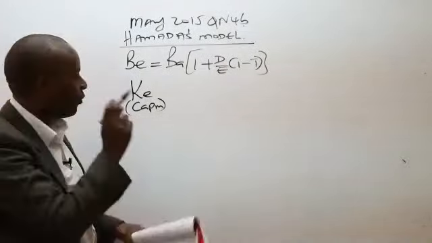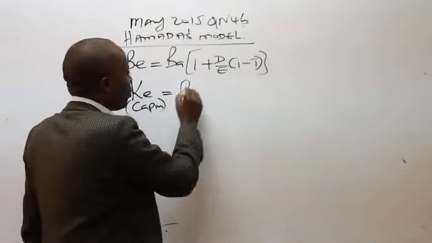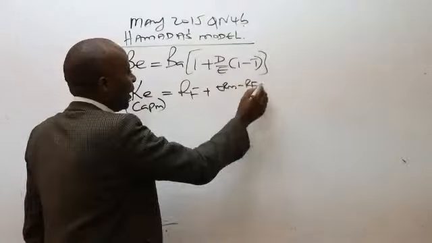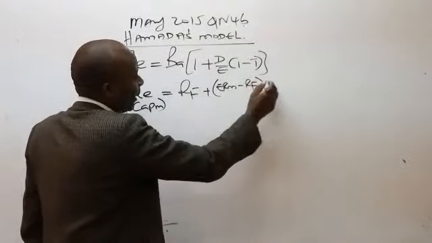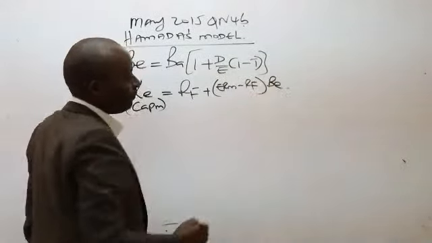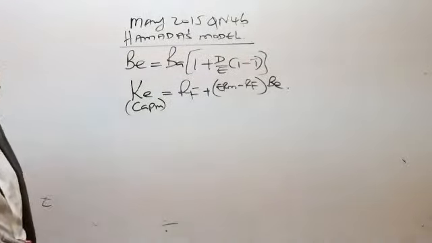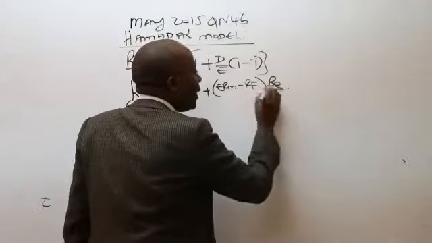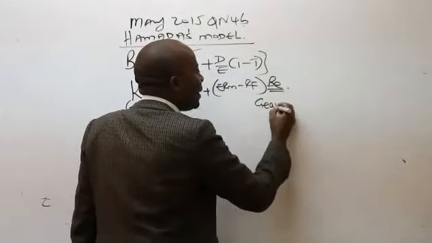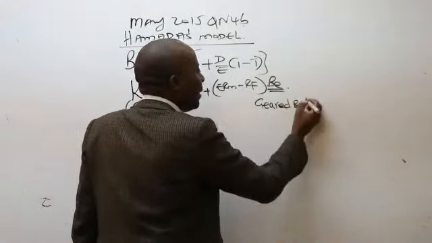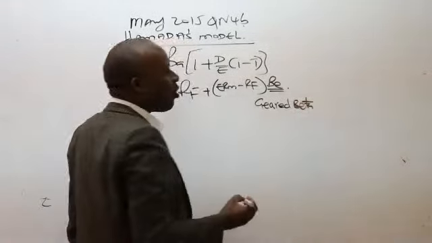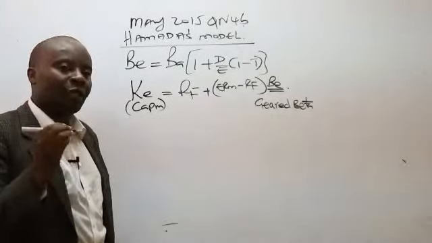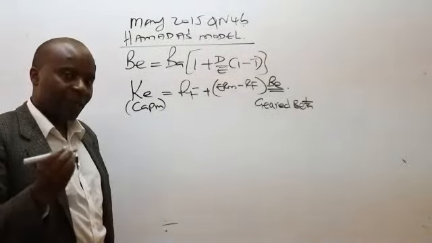So the cost of equity formula using CAPM will be risk-free plus the market return minus risk-free, multiplied by beta equity. But now remember that this is the geared beta, because our combined entity is an entity with debt.